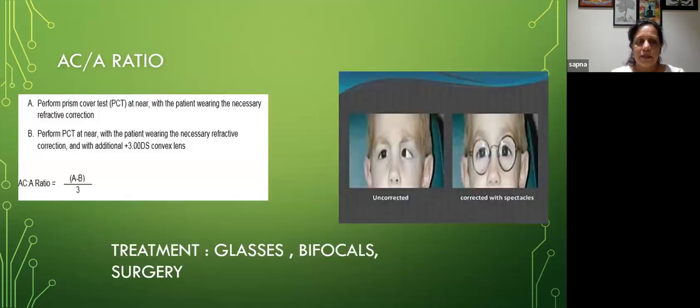Anything on accommodative esotropia? So how do we wean this off? Supposing we have done a cycloplegic refraction and it is esotropia with a normal AC/A ratio, in which we have only given plus glasses. By 10 to 12 years of age, we remove the glasses.